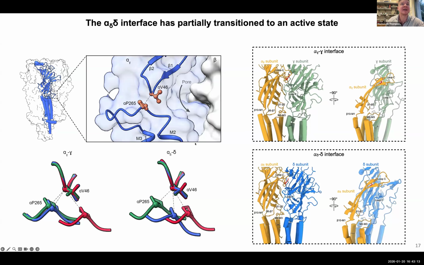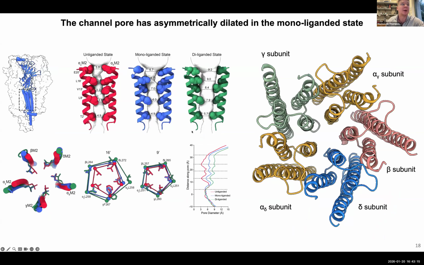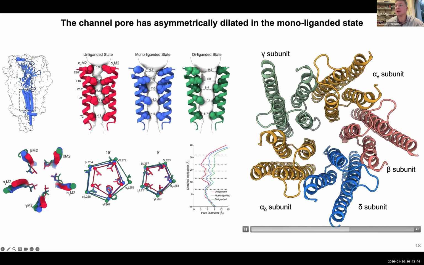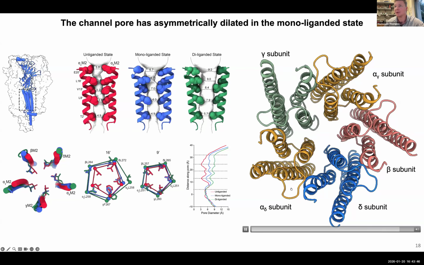And that manifests itself in the pore as this asymmetric open-closed state where the alpha delta helix has not transitioned whatsoever, and the alpha gamma helix has gone to an open-like conformation. So we get an intermediate-sized pore, which we showed by molecular dynamics simulations to be closed. As you can see from this morph, you get an initial movement of this alpha gamma helix, and then when the second binding event happens, you get this full dilation of the pore.